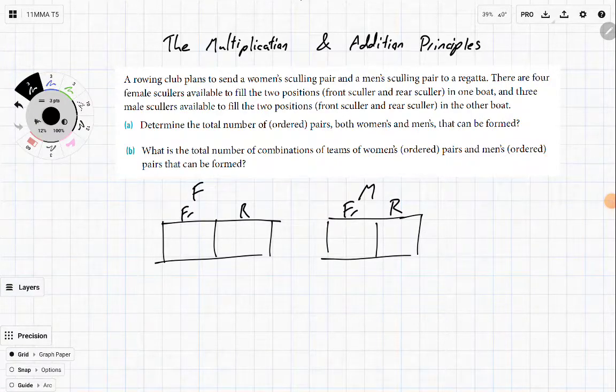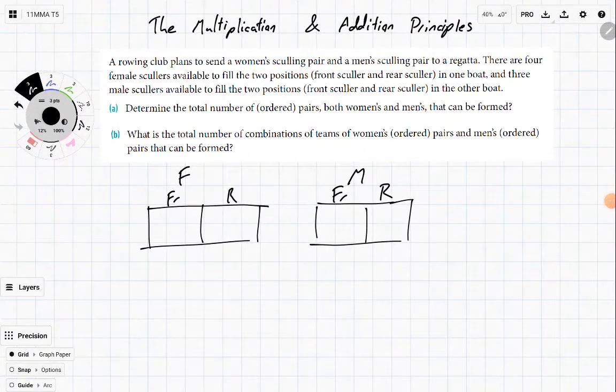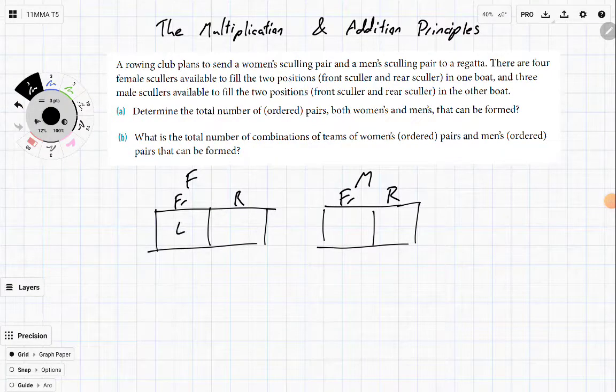So let's have a look-see. For the first one, there are 4 female scullers available to fill 2 positions. So there's 4 different people who could take the front, which would leave only 3 to take the rear. And only 3 male scullers available to fill the 2 positions. So for the men, there's 3 options for the front sculler, only 2 options for the rear. So determine the total number of ordered pairs, both women's and men's, that can be formed.